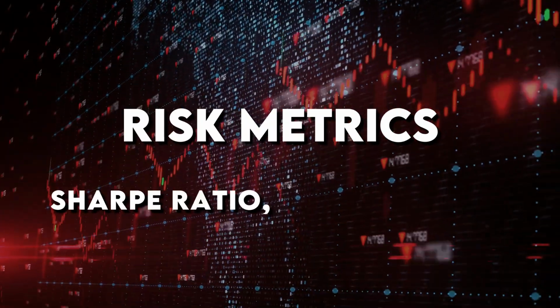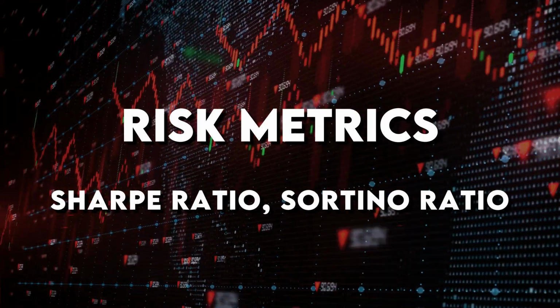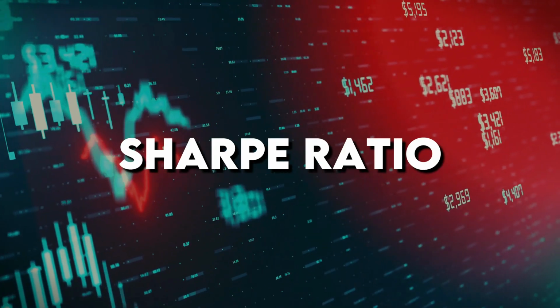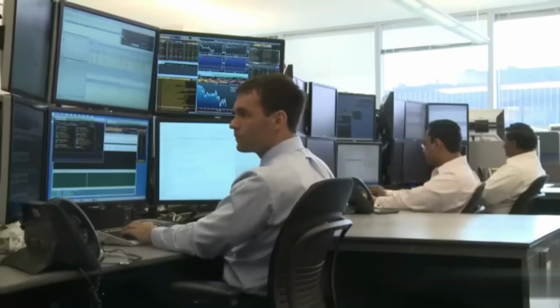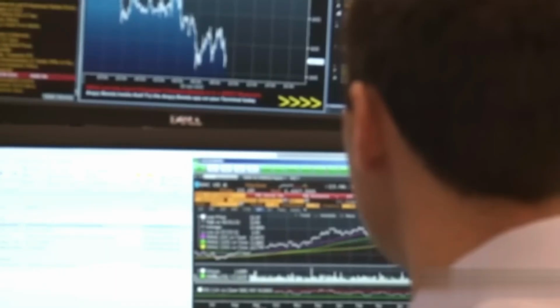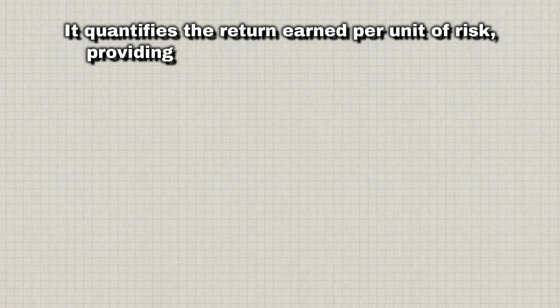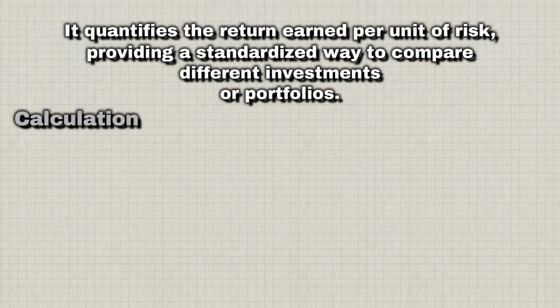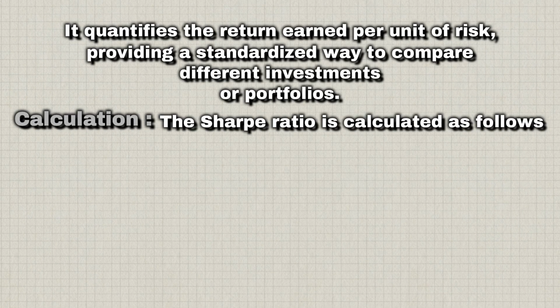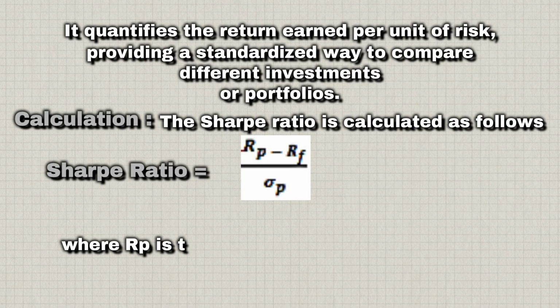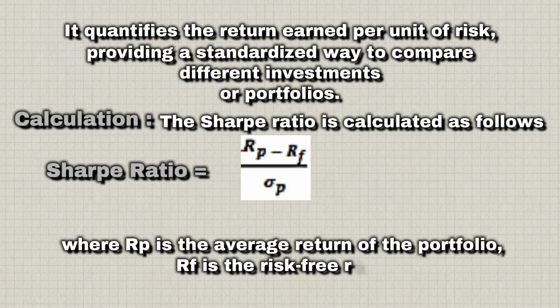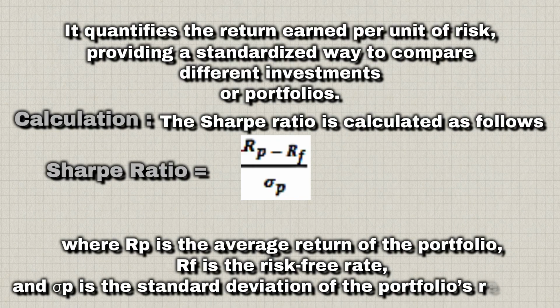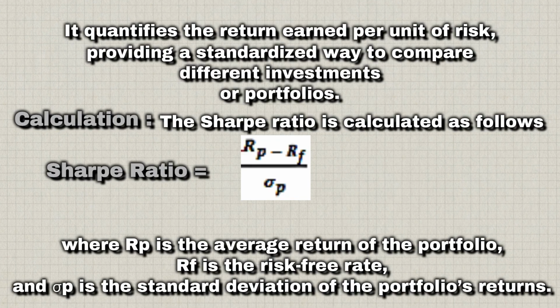Risk metrics, Sharpe ratio, Sortino ratio, and other performance measures. Sharpe ratio. The Sharpe ratio, developed by William F. Sharpe, is one of the most widely used risk-adjusted performance measures. It quantifies the return earned per unit of risk, providing a standardized way to compare different investments or portfolios. Calculation. The Sharpe ratio is calculated as follows. Sharpe ratio equals (RP minus RF) divided by SP, where RP is the average return of the portfolio, RF is the risk-free rate, and SP is the standard deviation of the portfolio's returns.